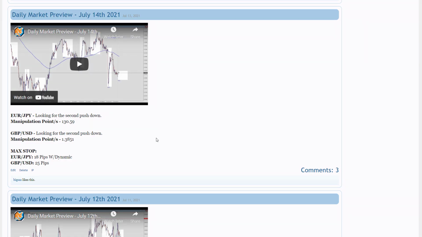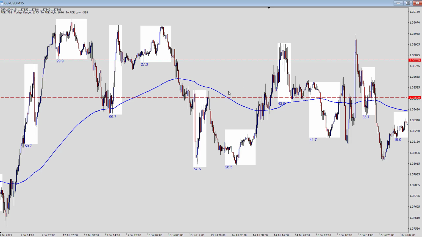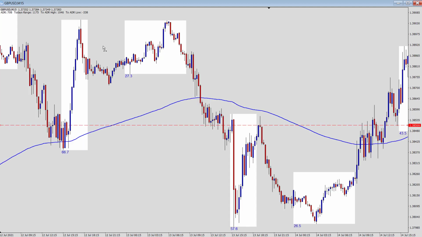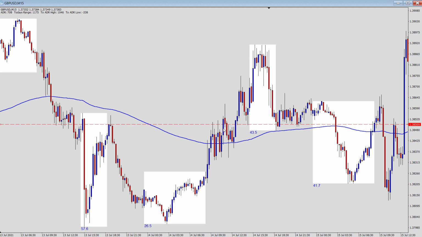And we'll go ahead and start by checking the preview as always. So this is the preview for July 14th, and the pair that had the trade was the pound. We're looking for a second push down from 38.51. 38.51 on the charts was right here. So there was our 38.51 level that we had marked. We continue forward. We come into it during the European session.